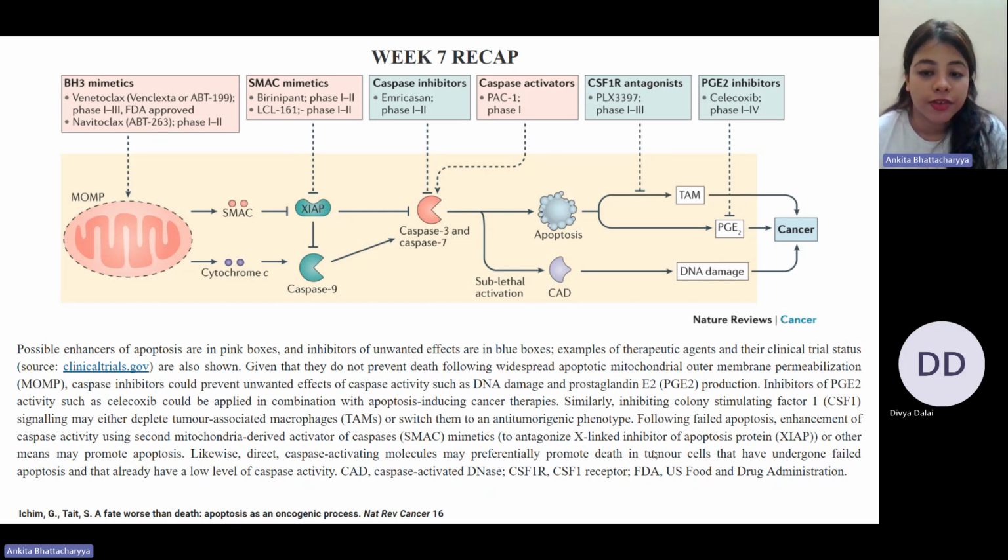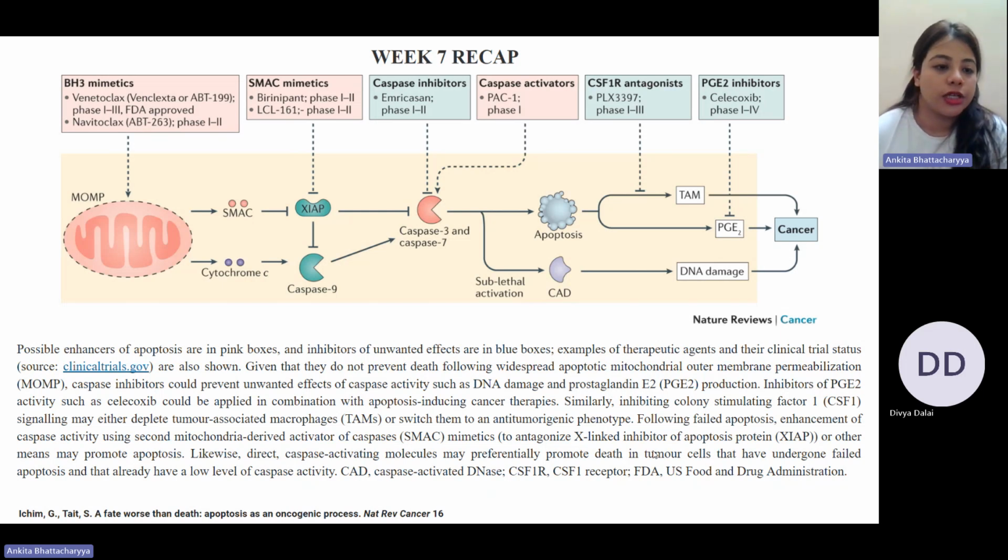Given that they do not prevent death following the widespread apoptotic mitochondrial outer membrane permeabilization, or MOMP, caspase inhibitors could prevent the unwanted effects of caspase activity. That includes DNA damage and prostaglandin E2 production. First we see that BH3 mimetics like venetoclax and navitoclax are present, which are mimicking BH3, and they are controlling mitochondrial outer membrane permeabilization itself. Then we have SMAC mimetics, caspase inhibitors, caspase activators, CSF1R antagonists, and PGE2 inhibitors.